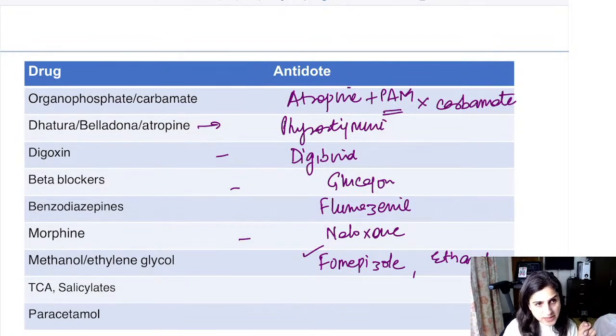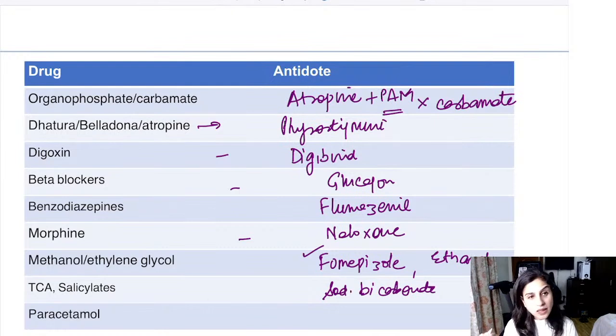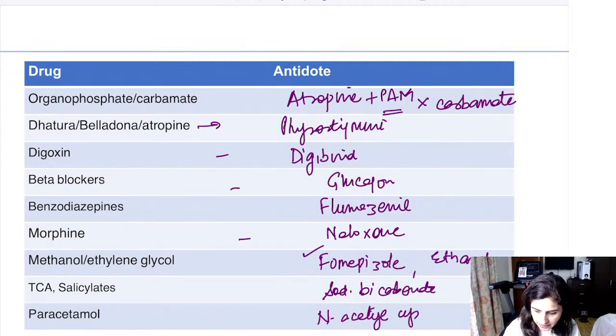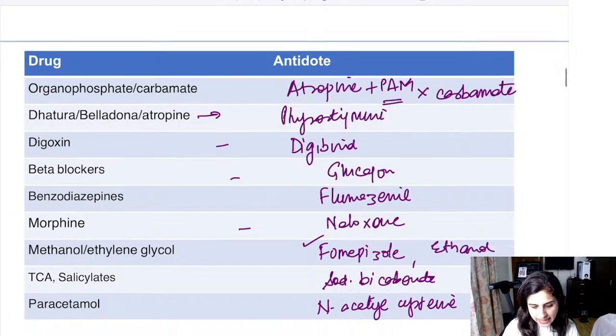Tricyclic antidepressants or salicylates, we use sodium bicarbonate. We said that they are acidic drugs, right? We just did imipramine, it's a tricyclic antidepressant, and aspirin is also a salicylate, which are acidic drugs, so they can only be removed by giving sodium bicarbonate. Paracetamol, N-acetylcysteine, right? Paracetamol is N-acetylcysteine.